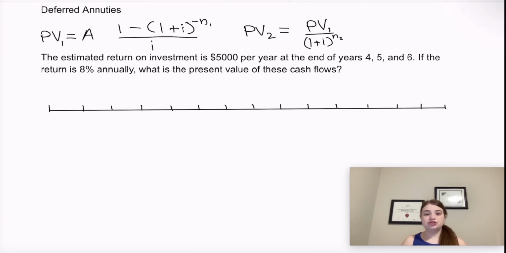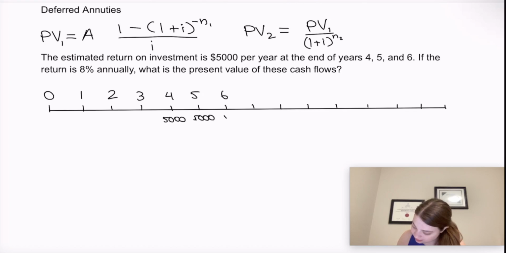So first, I'm going to do a graphical representation as to what is happening here. So basically, at year 0, right now, is what we would like to know, essentially. And then year 1, we made nothing. Year 2, we made nothing. Year 3, we made nothing. At the end of years 4, 5, and 6, though, we made, what was it, $5,000. So 5,000 here, 5,000 there, and 5,000 there is the projected return on this investment.